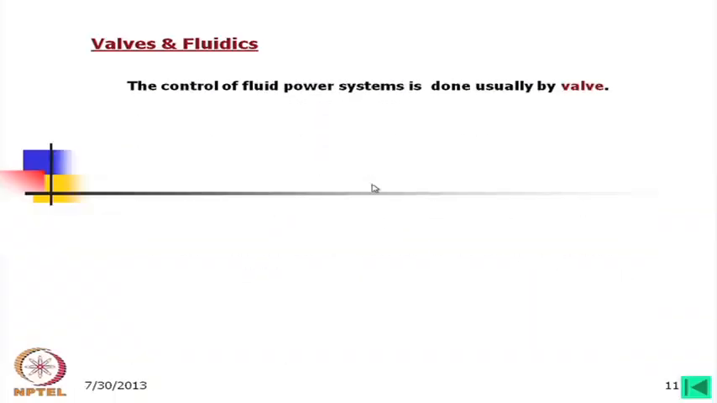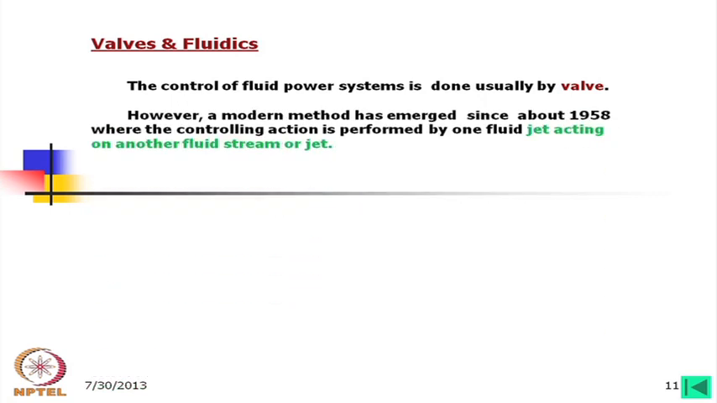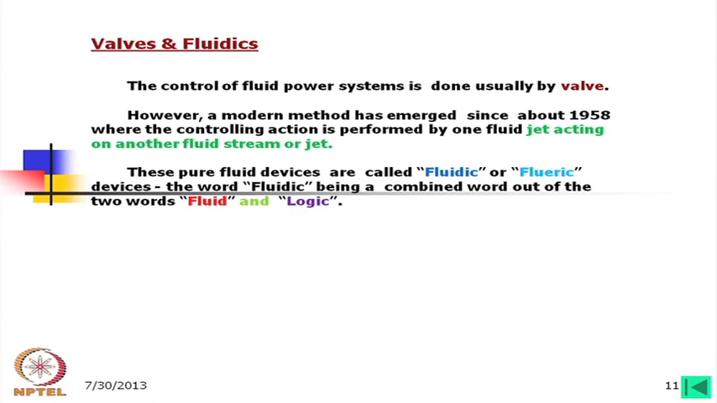Now, valves and fluidics. The control of a fluid power system is usually done by the valve, which we have mentioned earlier. However, a modern method has emerged since about 1958, where the controlling action is performed by one fluid jet acting on another fluid stream or jet. The pure fluid devices are called fluidic devices, the word fluidic being a combined word out of the two words fluid and logic.